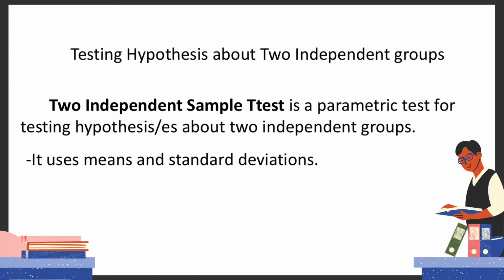Now let us have the first statistical tool to test for hypothesis. If our hypothesis needs to be tested between two independent groups, we will use the independent samples t-test. This is useful for parametric datasets to check if the hypothesis is true between two independent groups. This test uses means and standard deviations.